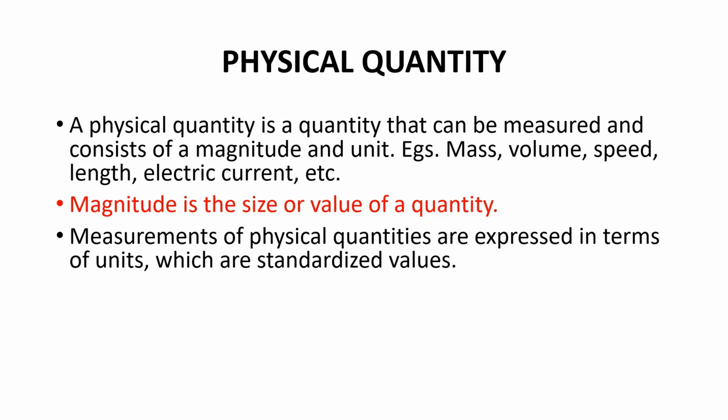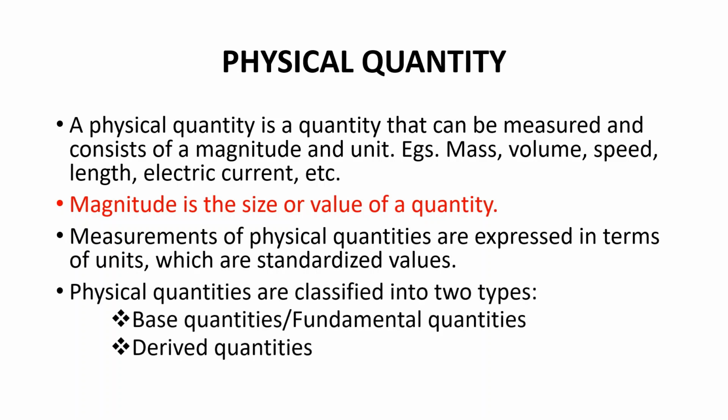When you talk about physical quantities, they are grouped or classified into two types. So now let's look at types of physical quantities. The types of physical quantities, we have base quantities or fundamental quantities. And two, we have derived quantities.